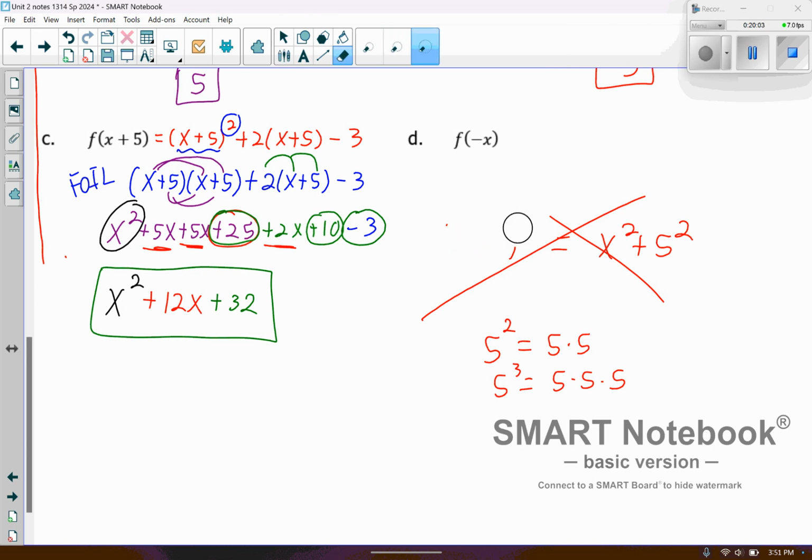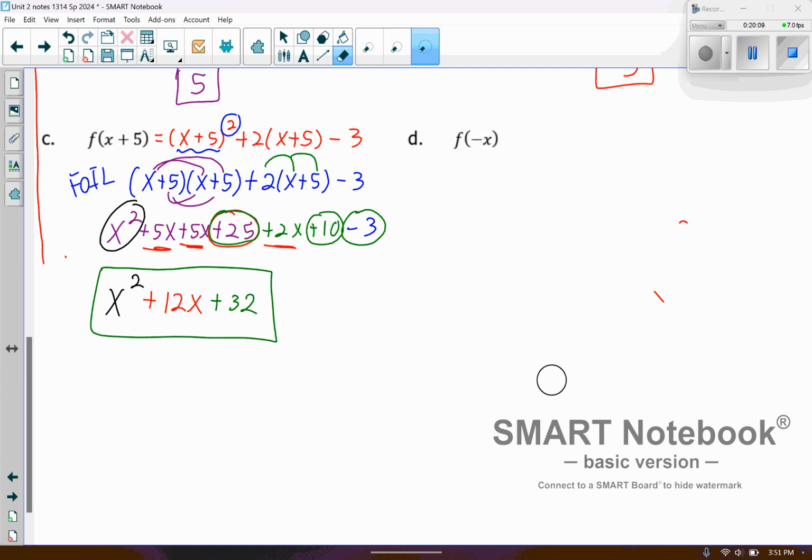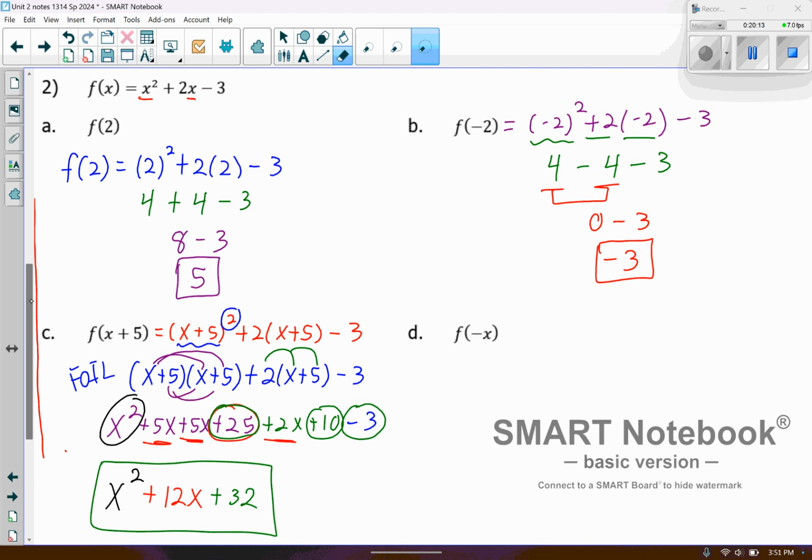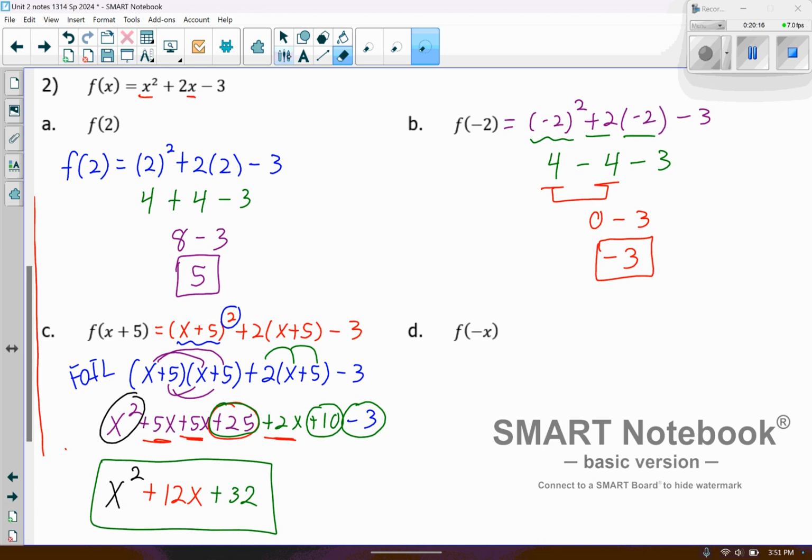All right, let me erase this from earlier so that we can do example D. All right, let me scroll up so I can see the original. There we go. And so I'm going to plug in that negative x right there. So this is going to be negative x squared, then plus 2 times negative x, and then minus 3.